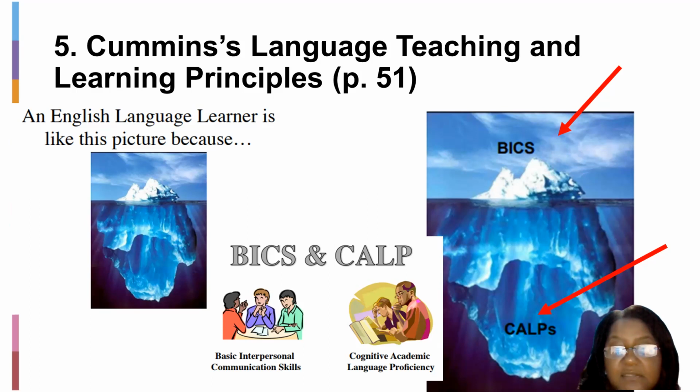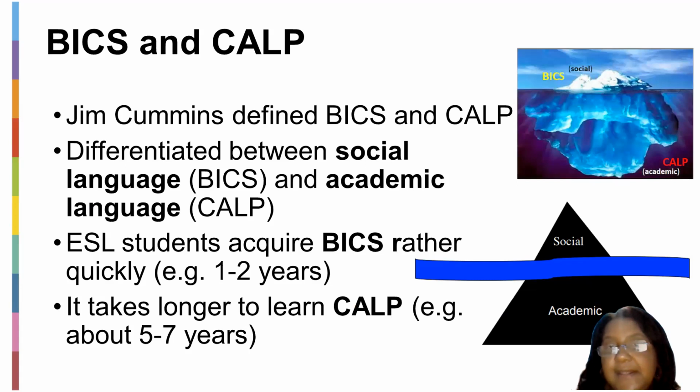So Jim Cummins defined BICS and CALP. Okay, so this is what they're saying. BICS, can you see there? There we have BICS on top. The picture shows you that BICS is surface level learning, and CALP is the actual academic learning. So BICS will be social skill learning. So Cummins differentiates between the social language, which is BICS, and academic language, which is CALP.